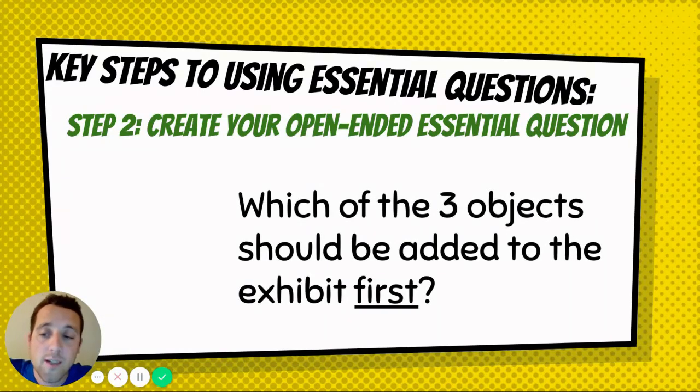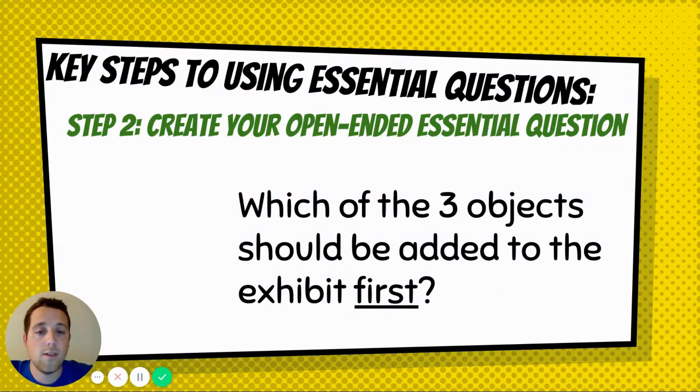Which of the 3 objects, the hand sanitizer, the face mask, or the toilet paper, should be added to the exhibit first? Now notice I have first underlined. It's underlined because you want the students to understand that they really want to think about the way that they would order the objects in the exhibit, with the one that's first, in their view, being the most significant or having more important of a role or more important of an impact during the pandemic than the other 2.